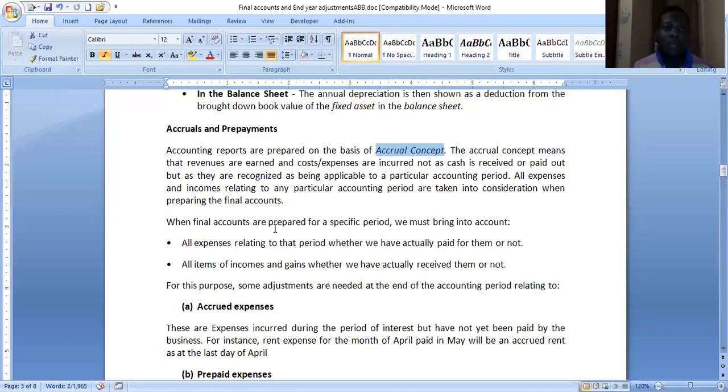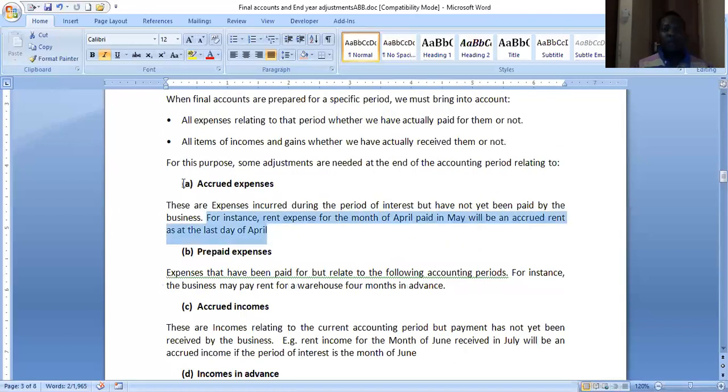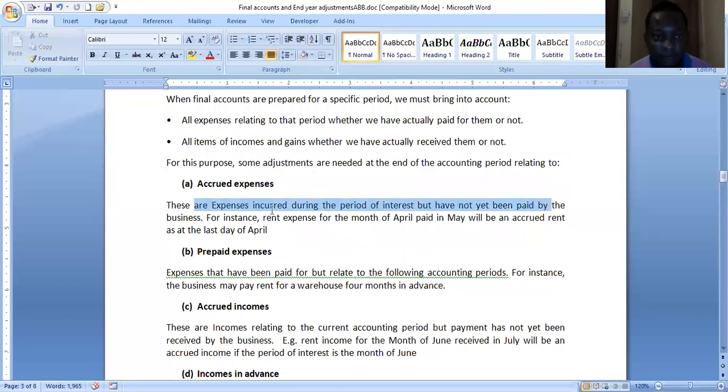So what are accrued expenses? An accrued expense is an expense that has been incurred but has not yet been paid by the business. For instance, rent expense for the month of April, but not paid in April but in May, will be an accrued rent, as at the last day of April.